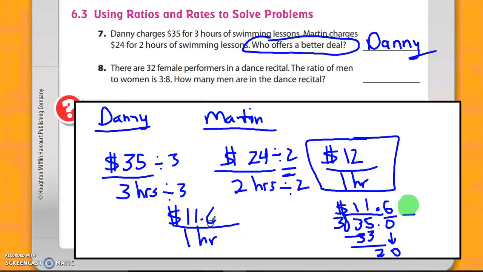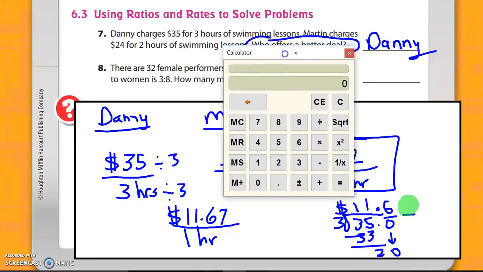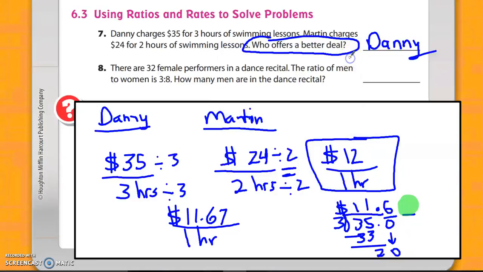It would round, it'd be 67 cents. If you punch that into a calculator, in fact, I'll do that just to show you. $35 divided by 3 hours is $11, and that would round to 67 cents. 11.67 is a little cheaper than 12, so it supports my earlier answer. I think probably the first method I showed you is a little easier.